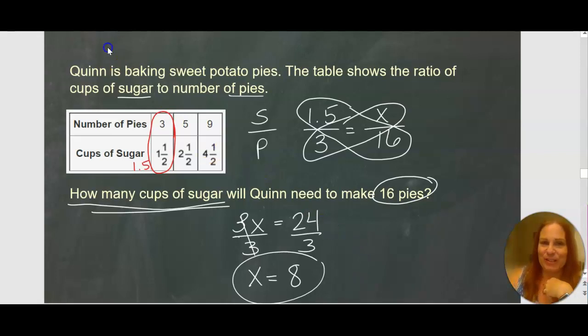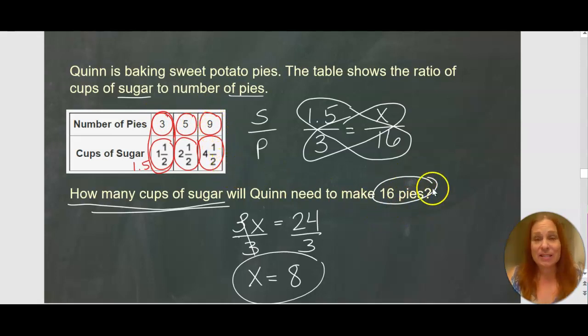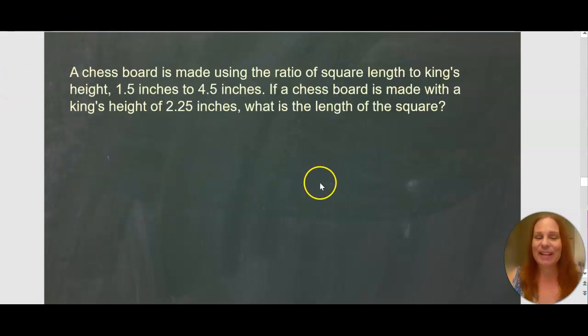Another way that you could see this relationship, if you're good at checking out patterns, is you can see that 1.5 is half of 3, and 2.5 is half of 5, and 4.5 is half of 9. So whatever the number of pies is, we take half, and that's the cups of sugar. And that's what we found too, that 16 pies, when you find half of that, it gives you 8 for the cups of sugar. All right, last one.